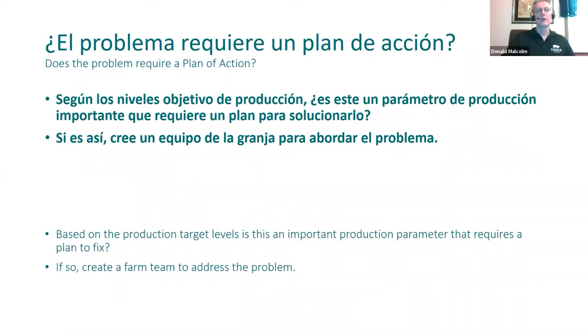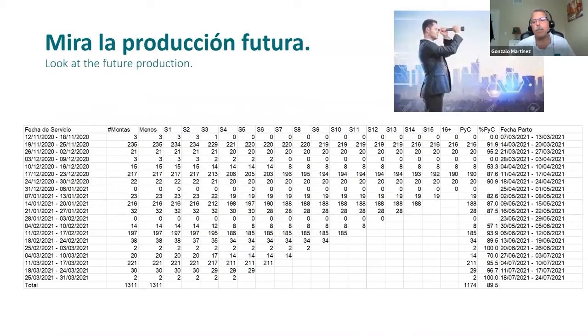Okay, so based on the production target levels, is this an important production parameter? If so, create a farm team. Okay, so we've looked at the past and what the current production is, but we also need to look to the future. So we look at the farrow rate report, and the farrow rate report gives us an idea of the future number of animals that will farrow, the farrowing rate.